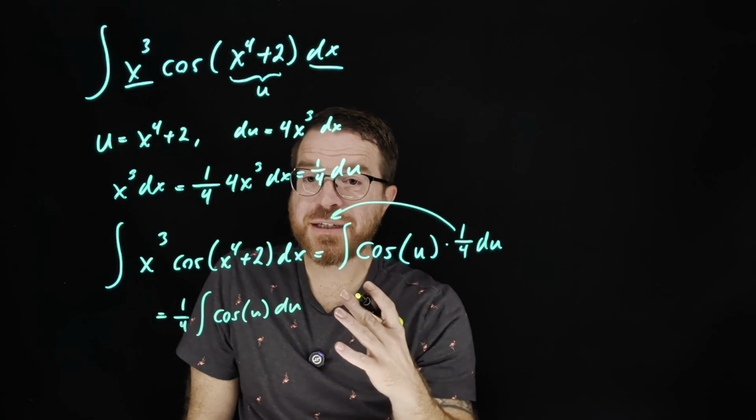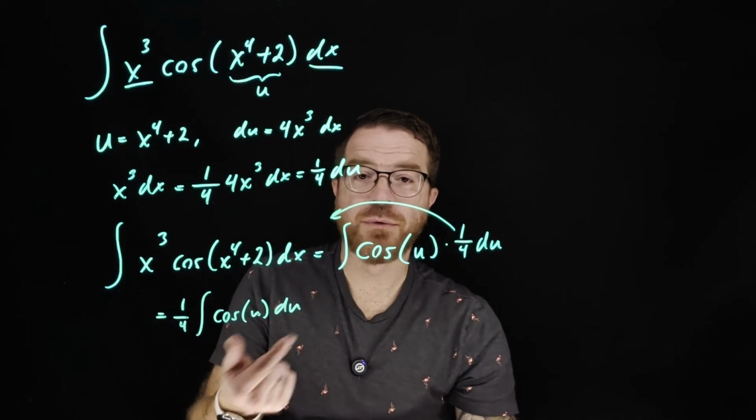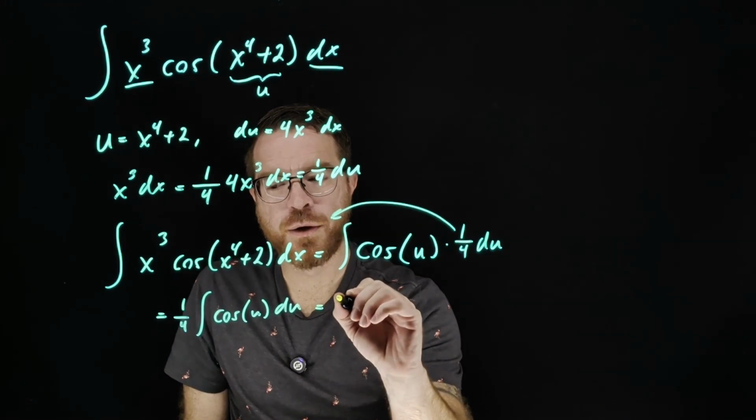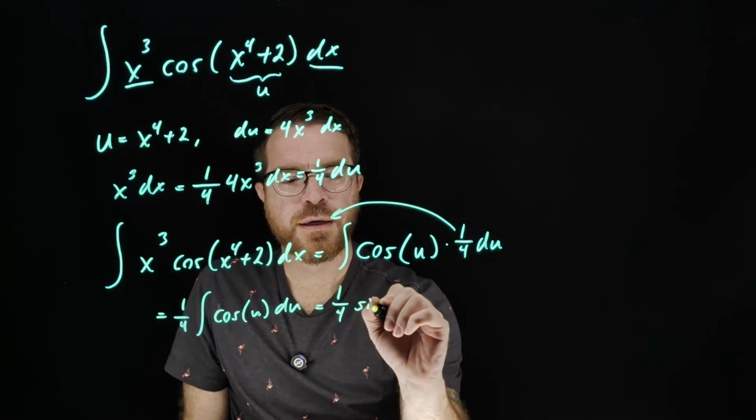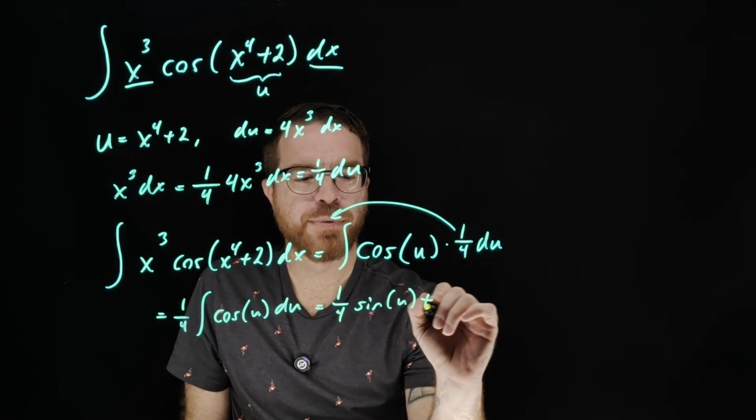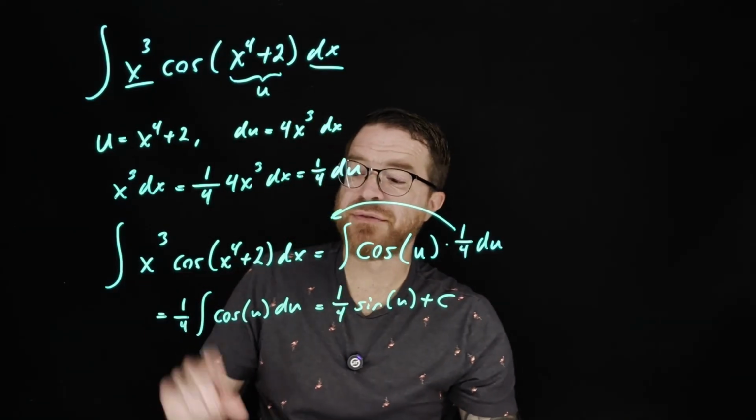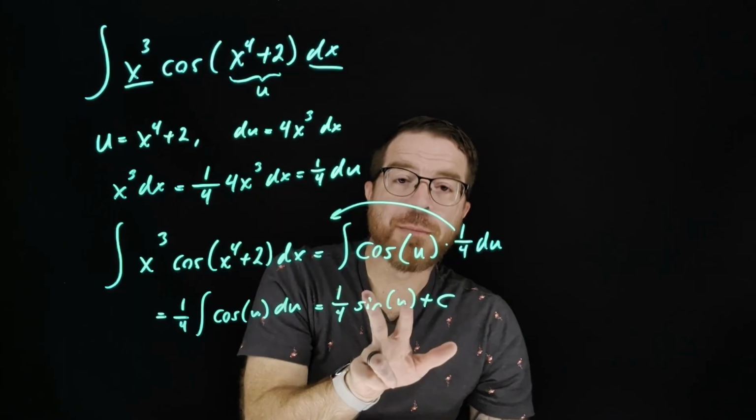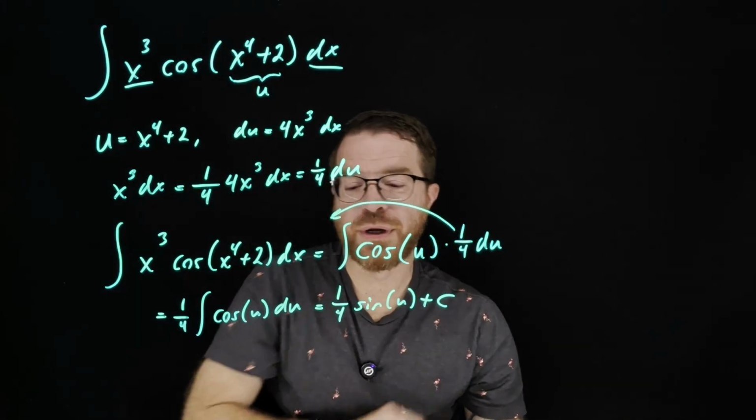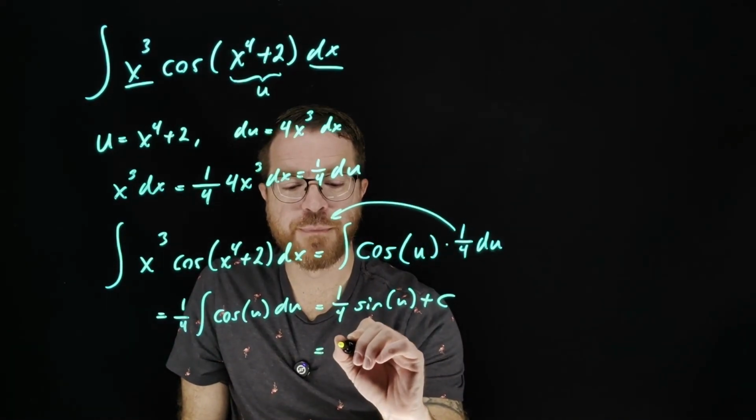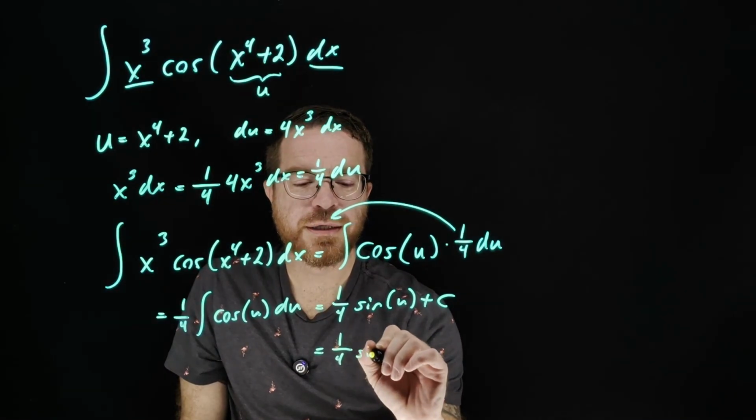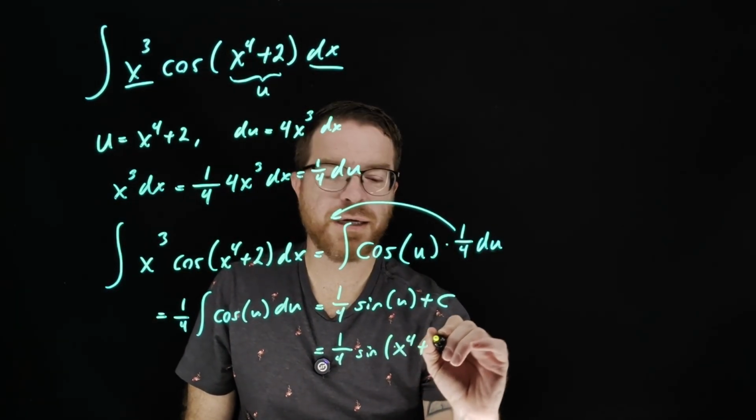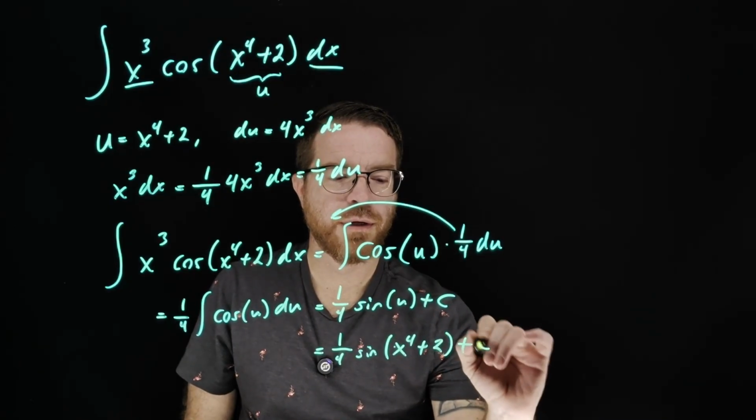Now solving this using integration, we find the antiderivative. What's the antiderivative of cosine? It's sine. So this is going to become 1/4 sine of u plus C, because we took the antiderivative and this is an indefinite integral. And the last step, we take that u and substitute it back in place of the u that we put in. So this becomes 1/4 sine of x to the fourth power plus 2, plus C.